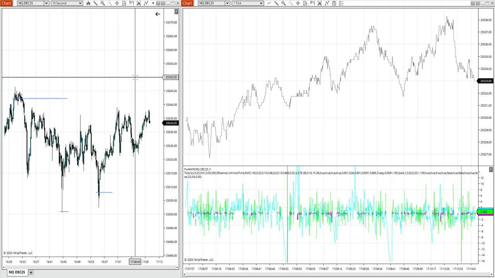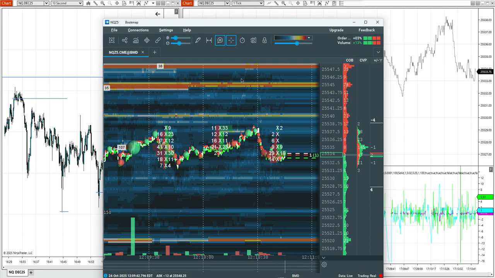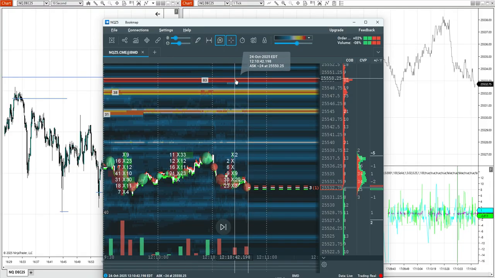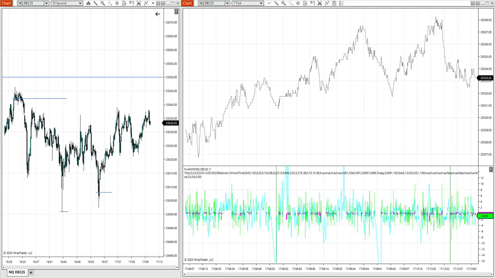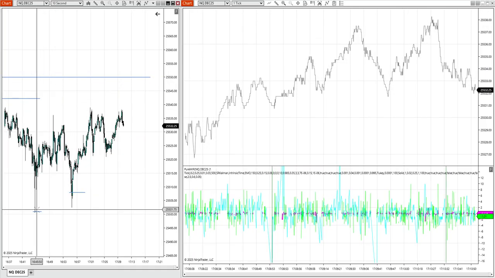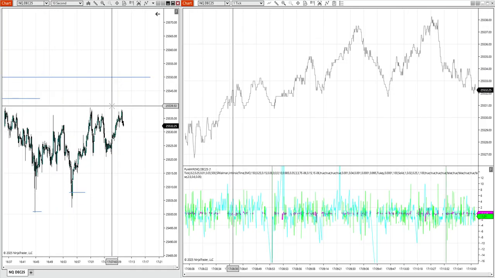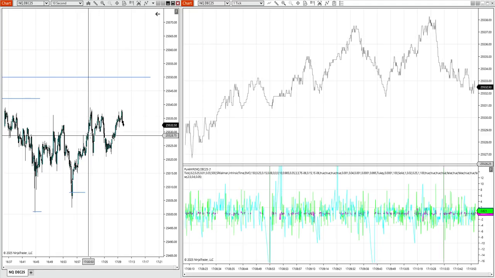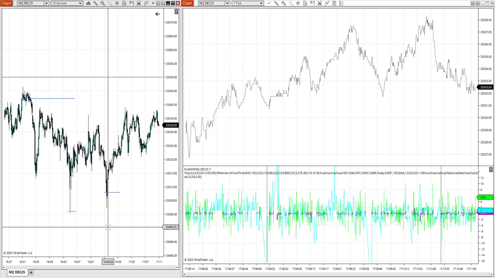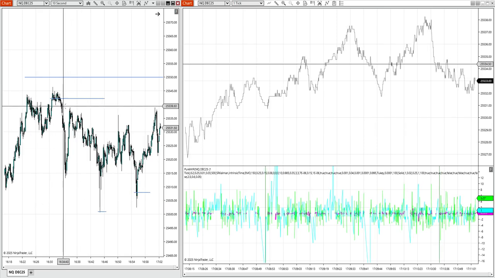Okay, so we're almost at that level we identified before at 25,550. We'll see what happens when we get there. Those little longs were pretty good. Getting a nice little 20-30 points out of those if you know the entry.